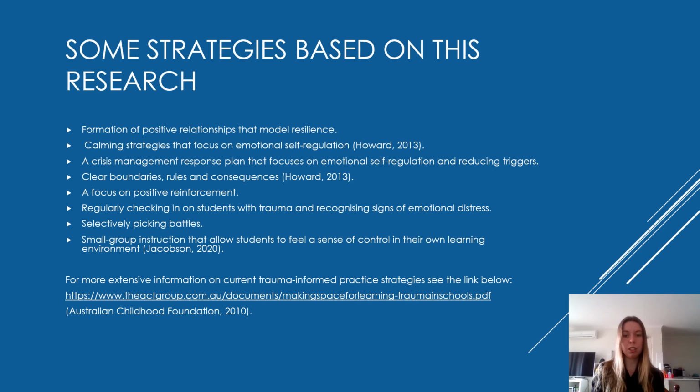Clear boundaries, rules, and consequences, that's a given for most classrooms. A focus on positive reinforcement. So once again, we're looking at reducing the negative view of the world for these students. Regularly checking in on students with trauma and recognizing signs of emotional distress. So knowing your students and recognizing when they're feeling distressed and taking action before it escalates. Selectively picking battles. These students may have more emotional regulation issues than other students, and knowing when it's a battle that's worth fighting and when it's not is very important.